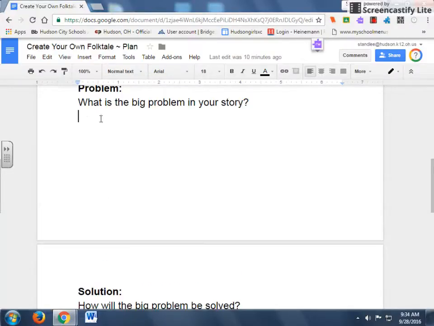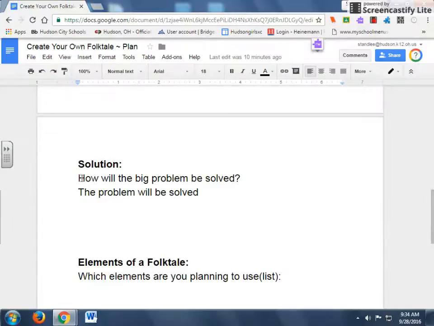So think about the problem and maybe write a sentence right in here in this area for what problem you think it is. And then how is that problem going to be solved? You can start your sentence by saying the problem will be solved by, and then you can continue writing here.